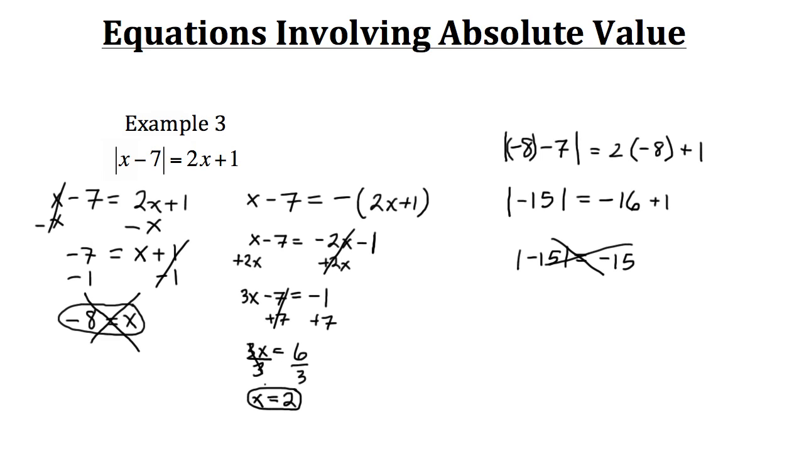But let's double check our other solution, x equals 2. So we'll plug that in for x, get 2 minus 7 in the absolute value equals 2 times x, where x is 2, plus 1. So here in the absolute value we have 2 minus 7, which gives us a negative 5 in the absolute value, equals 2 times 2, which is 4, plus 1, which gives us a positive 5. Now when you take the absolute value of negative 5, you do get positive 5. So that's good. So x equals 2 checks out.